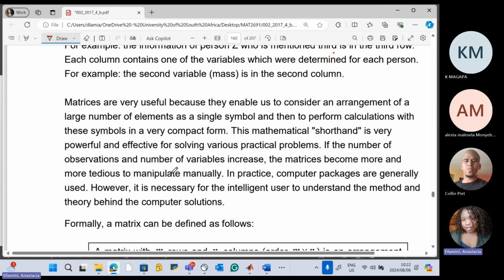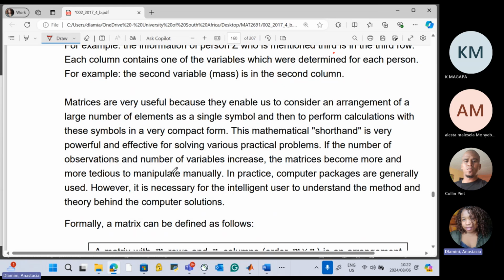If the number of observations and the number of variables increase, the matrices become more and more tedious to manipulate manually. In practice, computer packages are generally used. However, it is necessary for the intelligent user to understand the methods and theory behind the computer solutions.